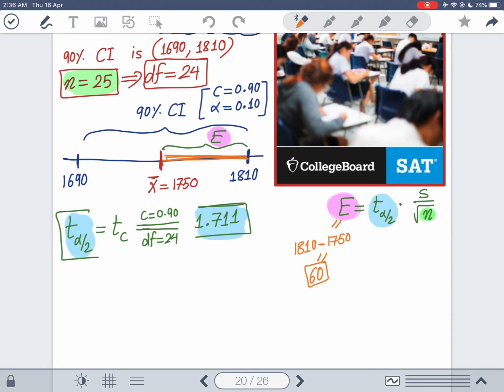So this is 60. So you can say, therefore, 60, the margin of error, equals, what was t sub alpha over 2? It was 1.711 times the sample standard deviation divided by radical n. N is 25. Radical 25 is 5. So this will be 1.711 times s over 5.